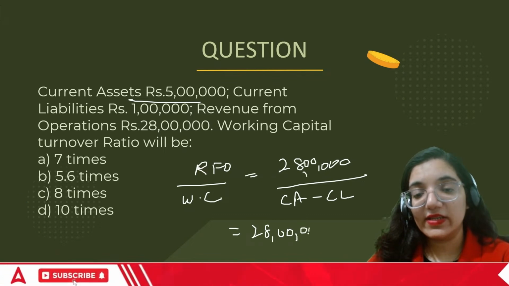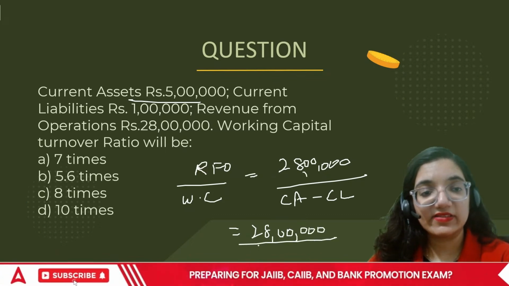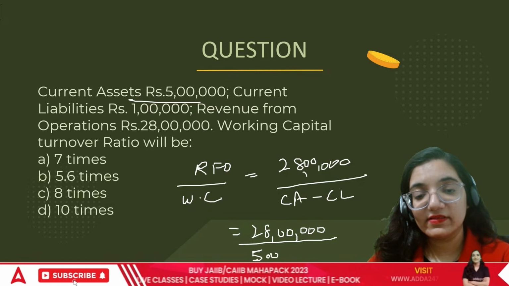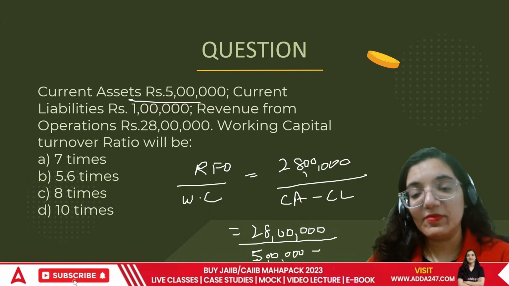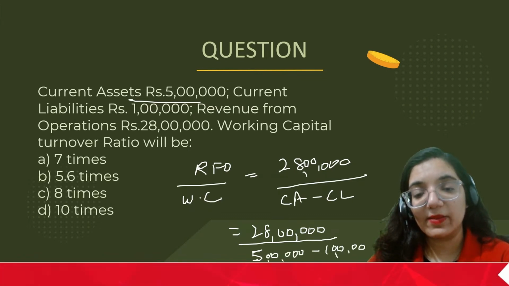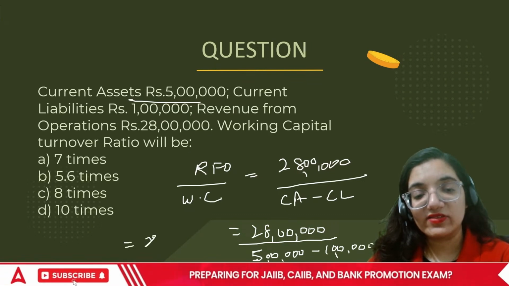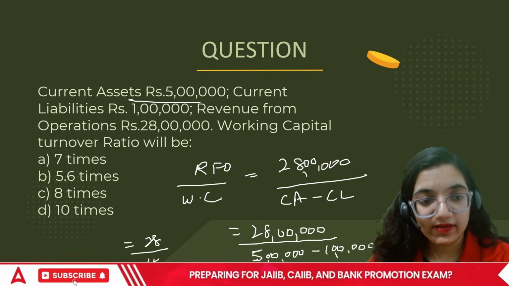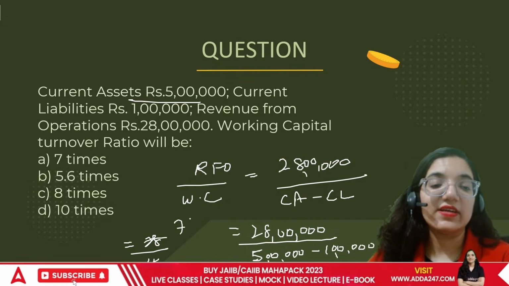It is 28 lakhs divided by current assets, which is 5 lakhs, and current liabilities is 1 lakh. This is your working capital. So this turns out to be 4 lakh. So that is 28 lakh divided by 4 lakh. So this turns out to be 7 times.